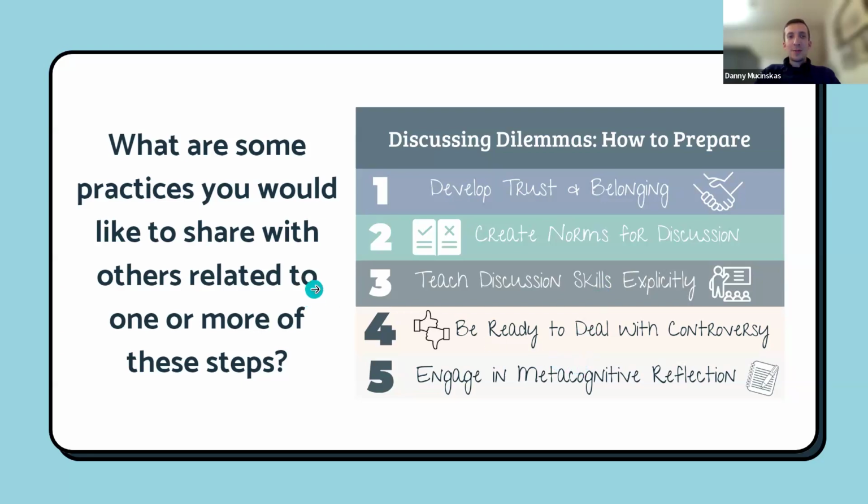Think about what are some practices you would like to share with others related to one or more of these steps. Maybe there's something that you've done in your classroom in an innovative way to create norms for discussion. Maybe there's something that you like to do to be ready to deal with controversy or a way you've handled controversy in the past that you could share with colleagues. So again, you can take a moment to pause the video here and think about this either individually or discuss with others.